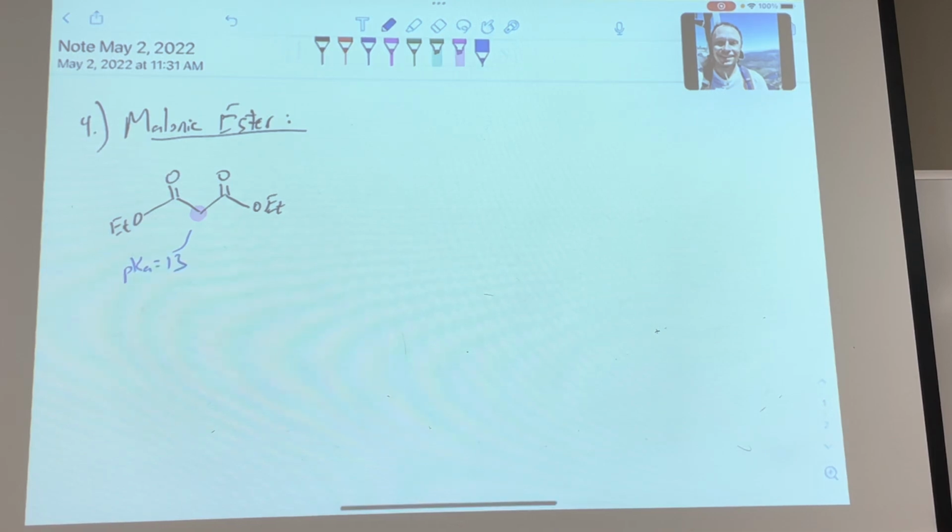And so that means when you treat them with normal type bases, things like alkoxides, you can completely deprotonate them. It is not an equilibrium thing, right? So when you treat this with ethoxide, what you end up making is the anion. And then we can use that as a nucleophile to attack generally SN2 type substrates, right? So for instance, we could throw in any number of things.